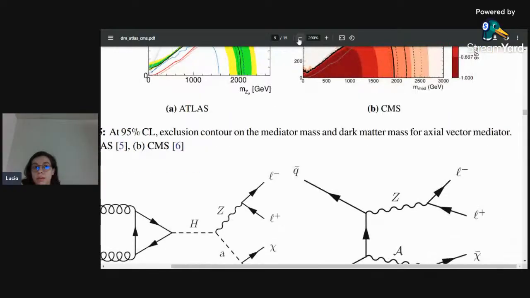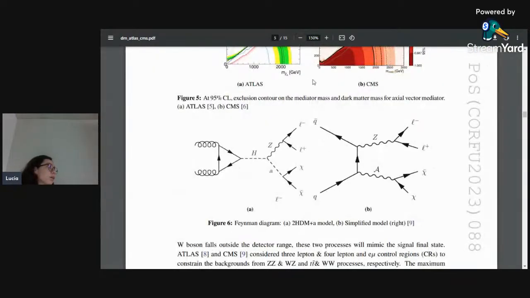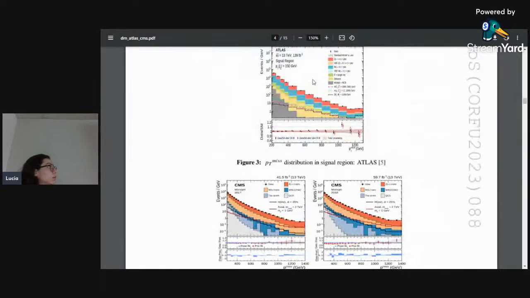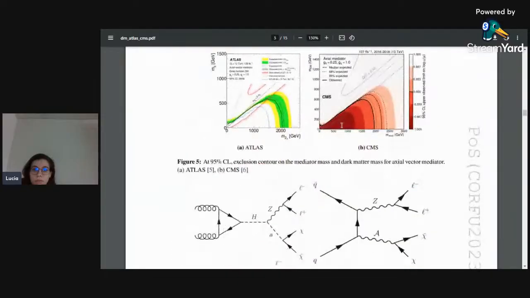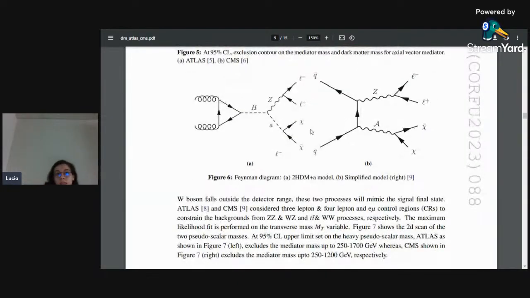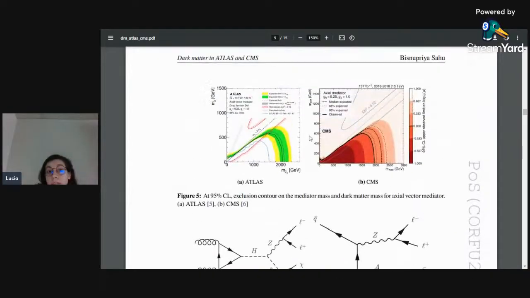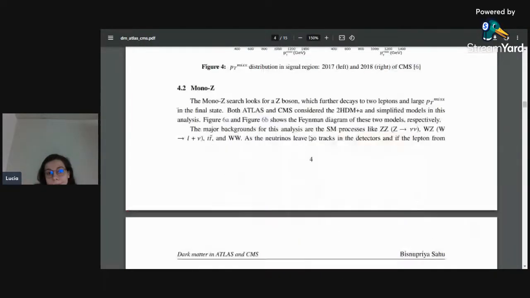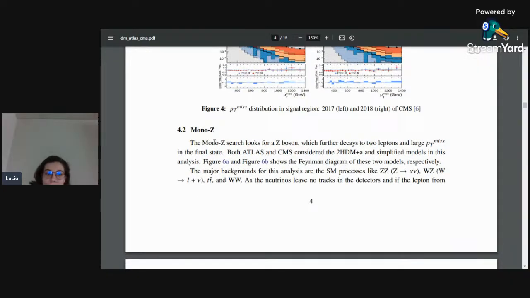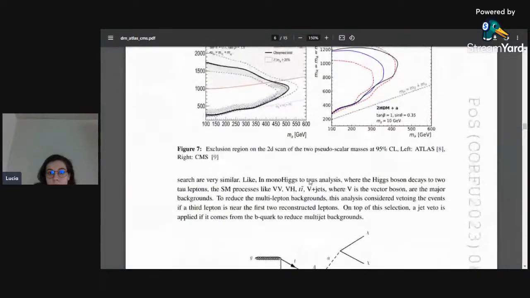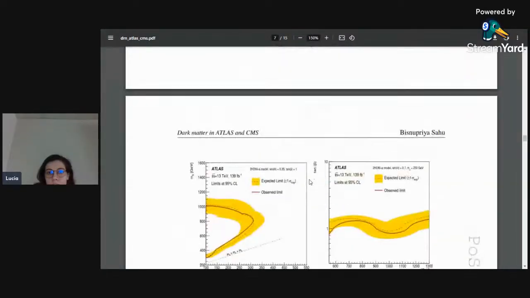So in the next case, we have mono Z. In the case of the mono Z, these are both... let me just check, because the distribution of images in this paper is a bit messy. Yes, figure 6A and 6B are this one.